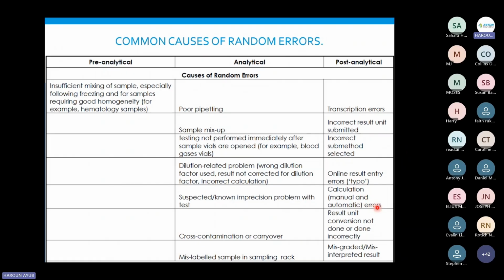Calculation, manual and automatic errors. Remember, your chemistry machine can calculate LDL-C for you, but you are calculating manually. So if you do that, remember, you've not run LDL-C, but you have done a manual calculation. You need to be keen on the calculations, because the calculation that you're giving can give you wrong results. Result unit conversion not done or done incorrectly. That's why usually during configuration, you have to check the units first, so that if your result is g/L and you need to submit in g/dL, you can convert manually and have errors. So usually it's very important for you to just assign the values.